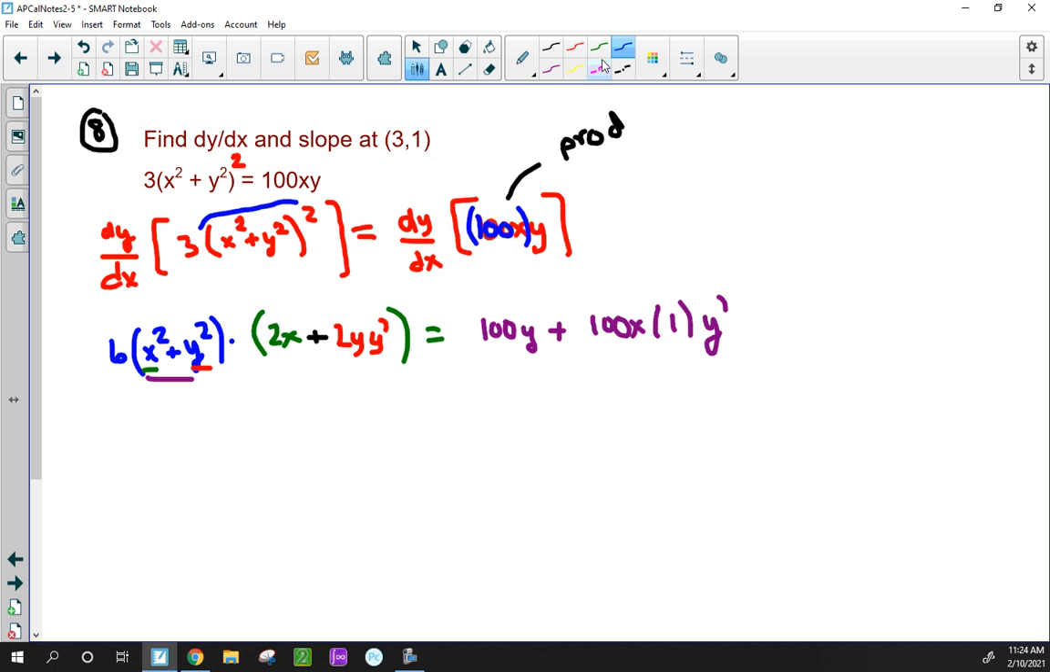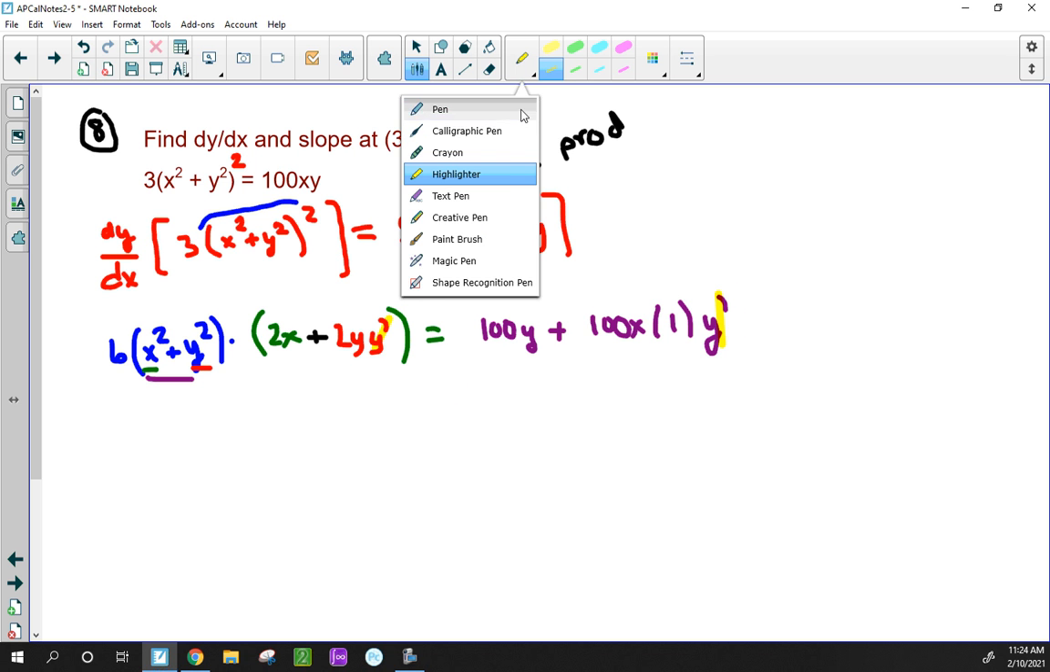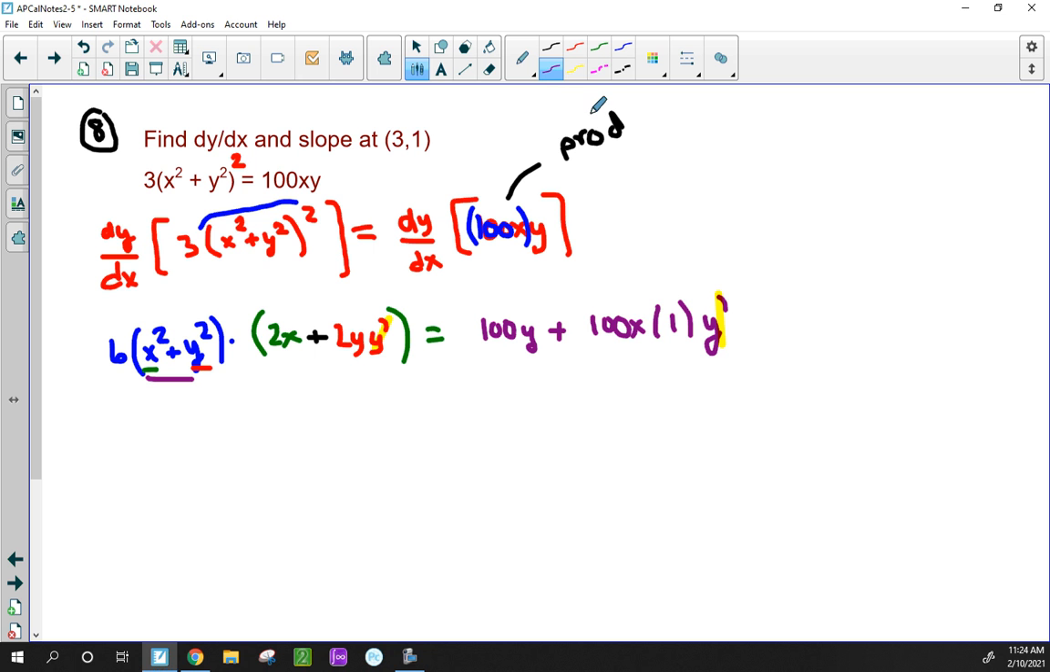Next step is to find all your y primes. I see one there, and I see one here, and we want to put them on the same side of the equation. Alright, but before we do, I think I'm going to go ahead and distribute this to make it a little easier. So I'm going to call this 6x squared plus y squared. And that way we can keep this in one parenthesis.